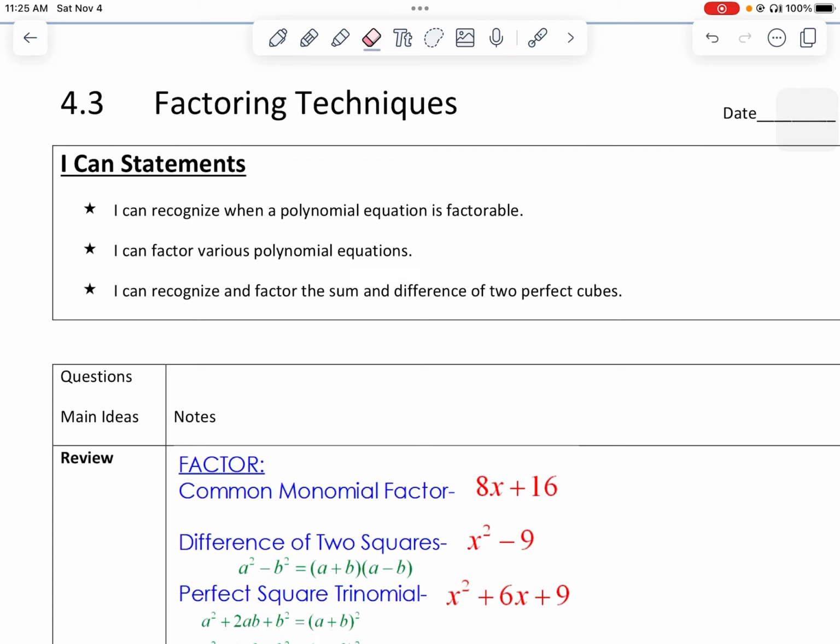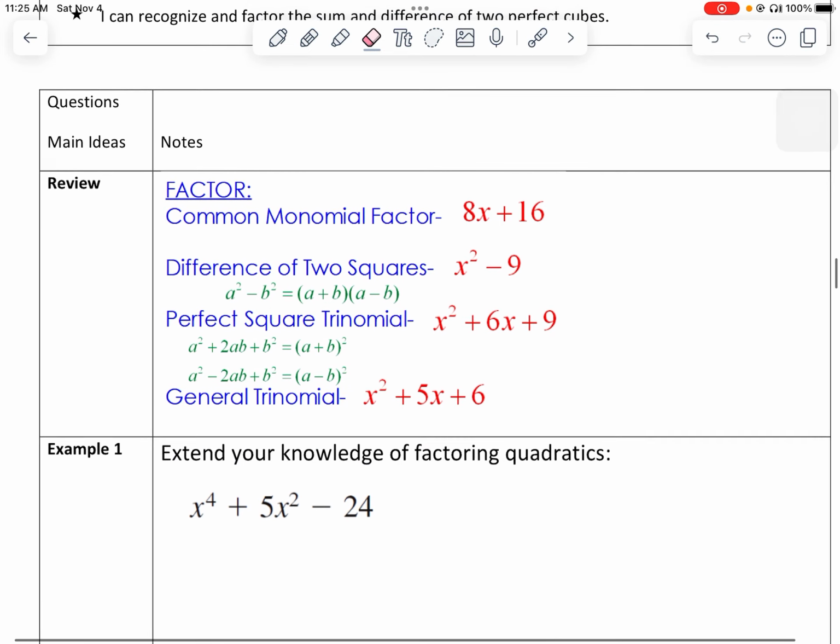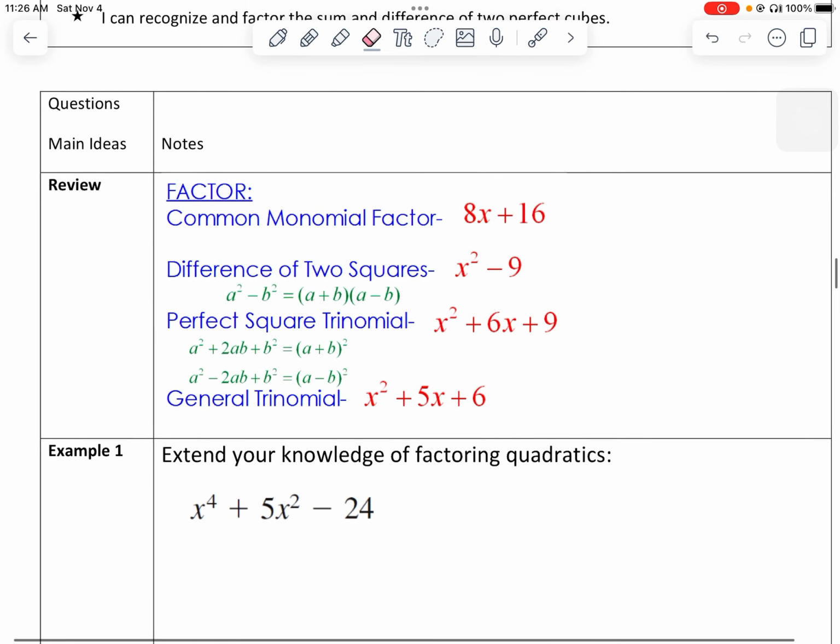4.3 today, we're going to look at some factoring techniques. We'll start by reviewing some of the factoring techniques from Unit 3, and then you'll be able to extend your knowledge on factoring to do some more types of polynomials, higher degree polynomials.